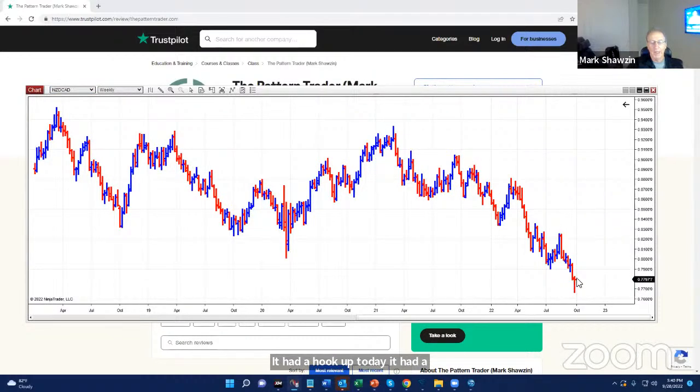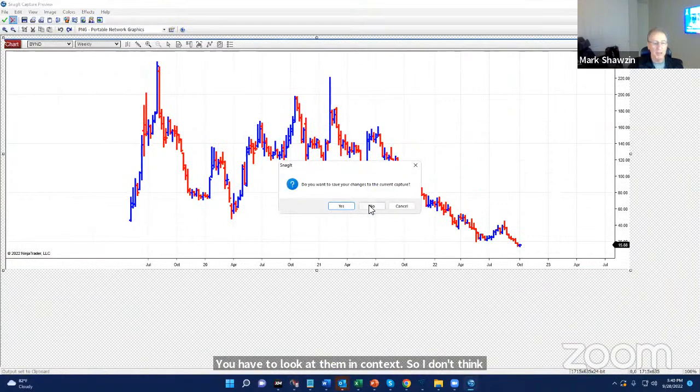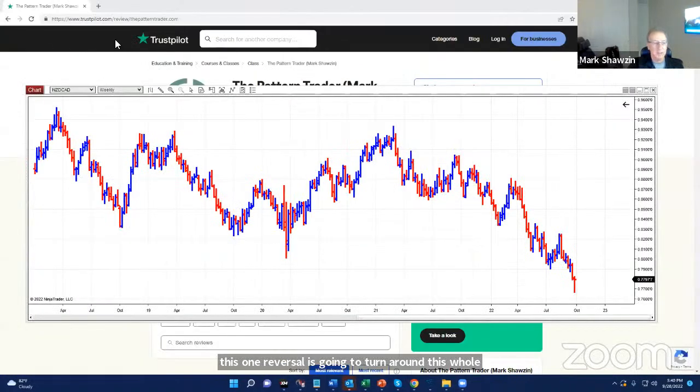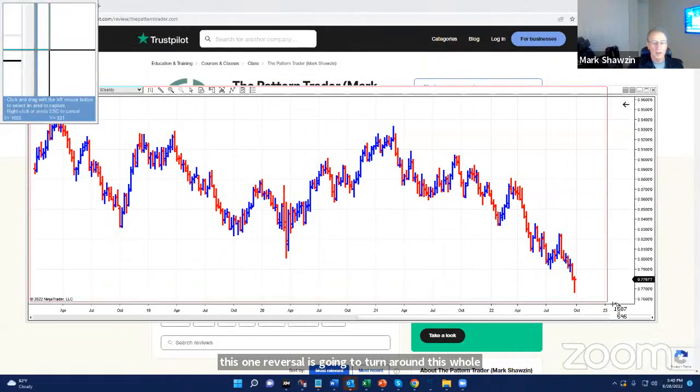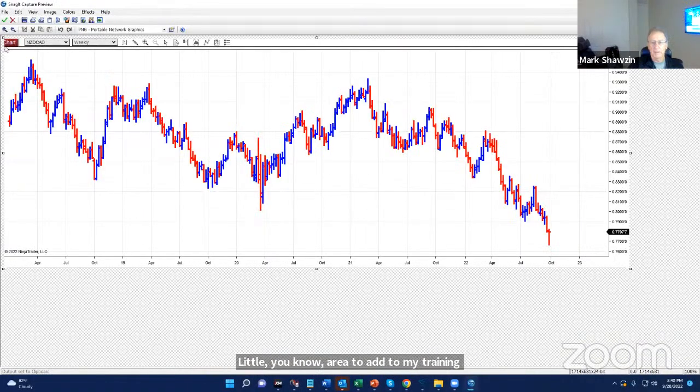But, you know, these reversals, you can't just look at them in a vacuum. You have to look at them in context. So I don't think this one reversal is going to turn around this whole pattern. So I'm still short. And I may just use this little area to add to my trade. So to me, the trend is still down.